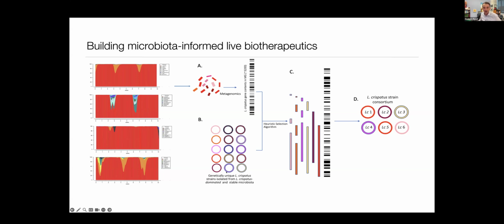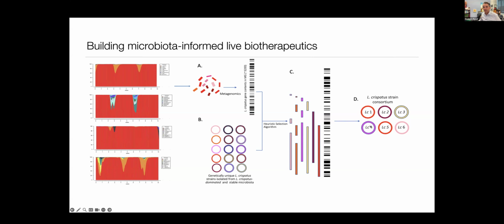And then we have a large collection of Lactobacillus crispatus strains that have been sequenced that are genetically unique. And they all come from women who have very stable communities. We built a heuristic algorithm that takes the gene information from each metagenome, takes the genomes, with all the genes encoded on them, and tries to reproduce the genes found in a metagenome by assembling a whole bunch of genomes together, while minimizing the number of genomes incorporated and maximizing the number of genes.